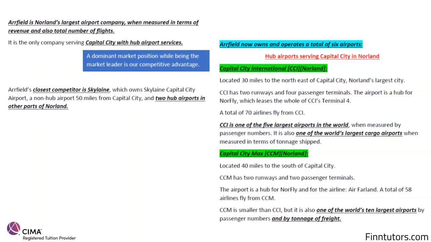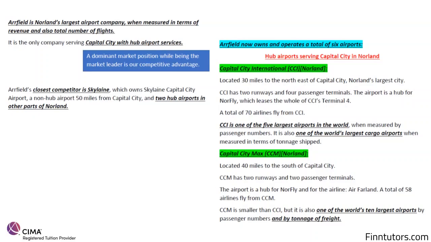Moving on, Arrfield now owns and operates a total of 6 airports. So you are a large company, a multinational company, and a company that deals with large passenger numbers day to day. First and foremost, we have hub airports serving Capital City in Noland. So that's the CCI. This is located 30 miles to the northeast of Capital City.